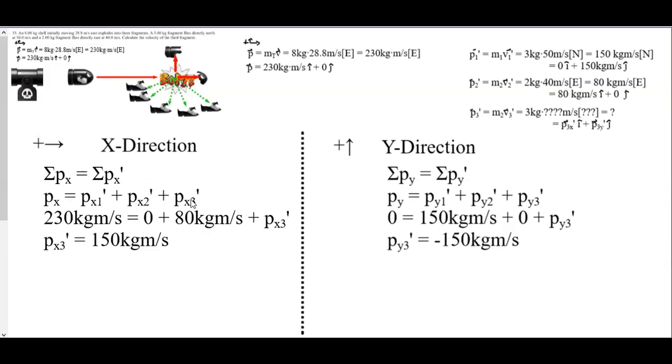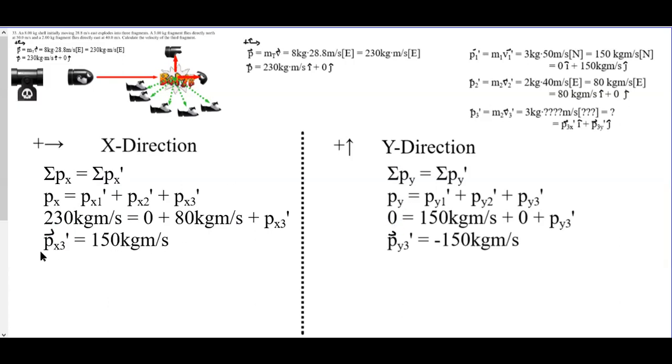So since we solved all those numbers beforehand, I just put them in here, 230 from the initial, 0 as my first fragment because it's going north only. Second fragment was only traveling east, so that's where that came from, if you forgot. And again, I don't know my third fragment, so the only way to get px3 afterwards all by itself is to bring the 80 over to the other side. 230 minus 80 should give you a positive 150. I'll add the vector arrow there because, again, I was lazy.